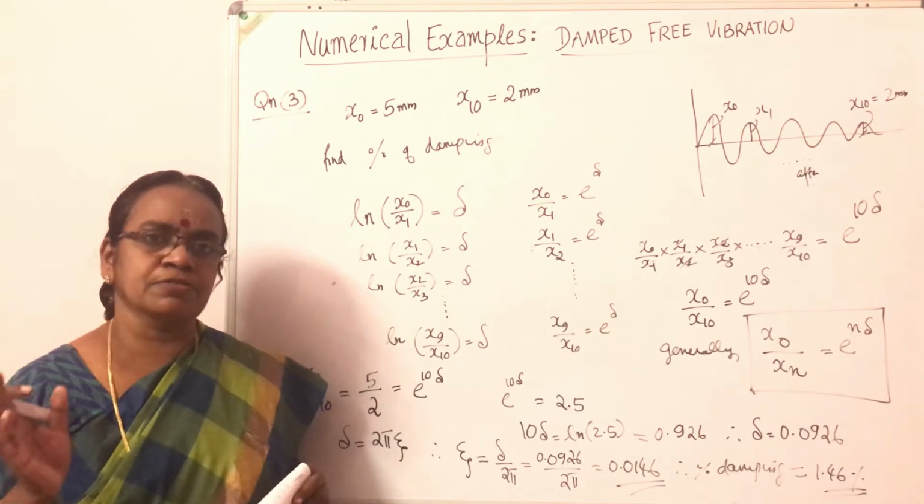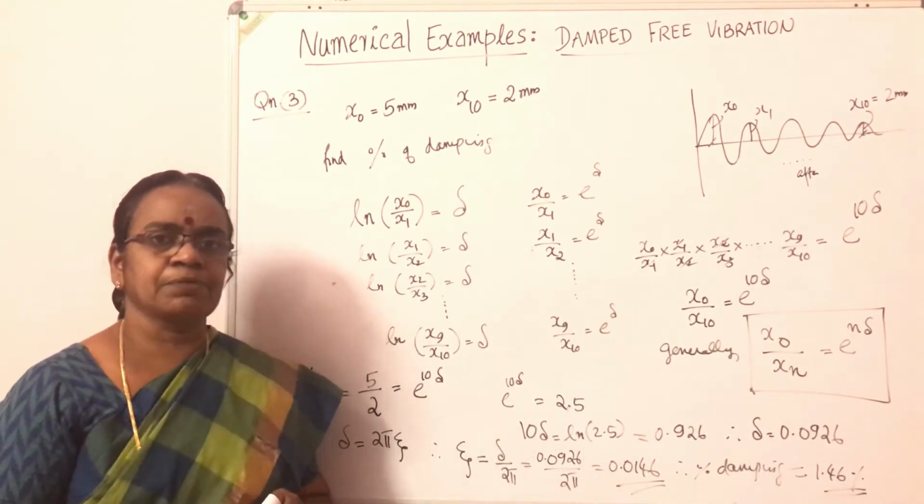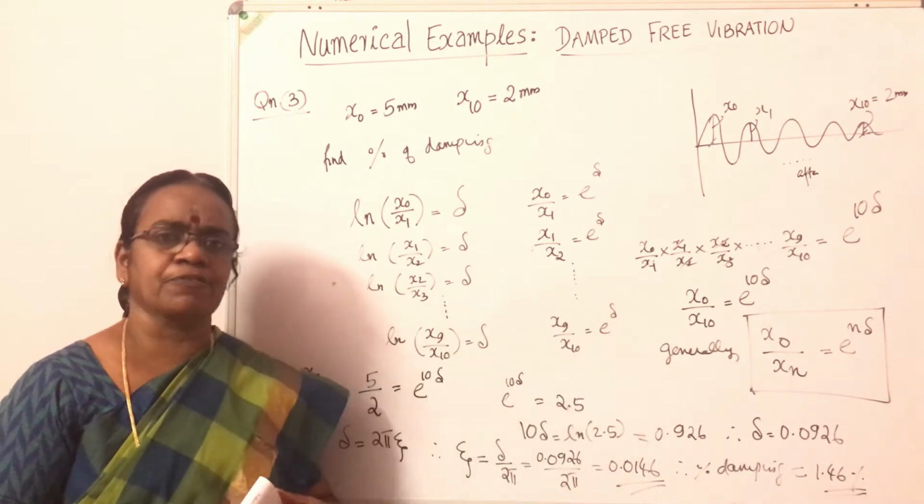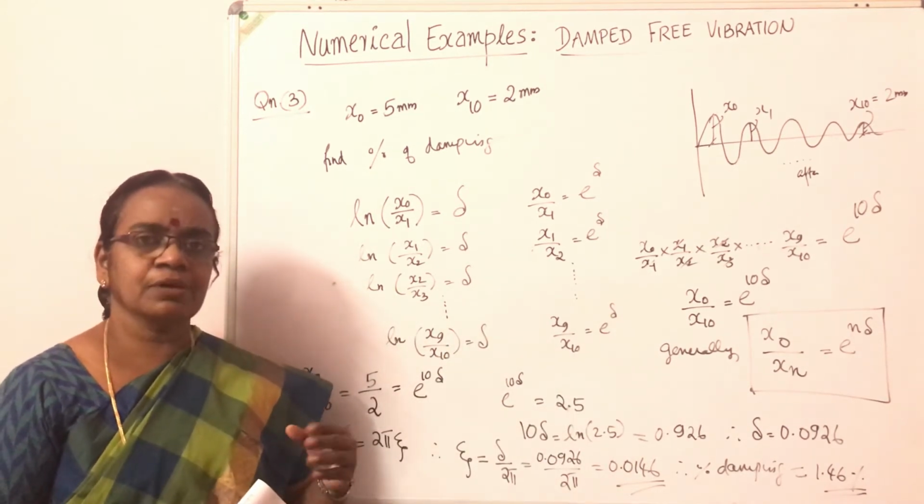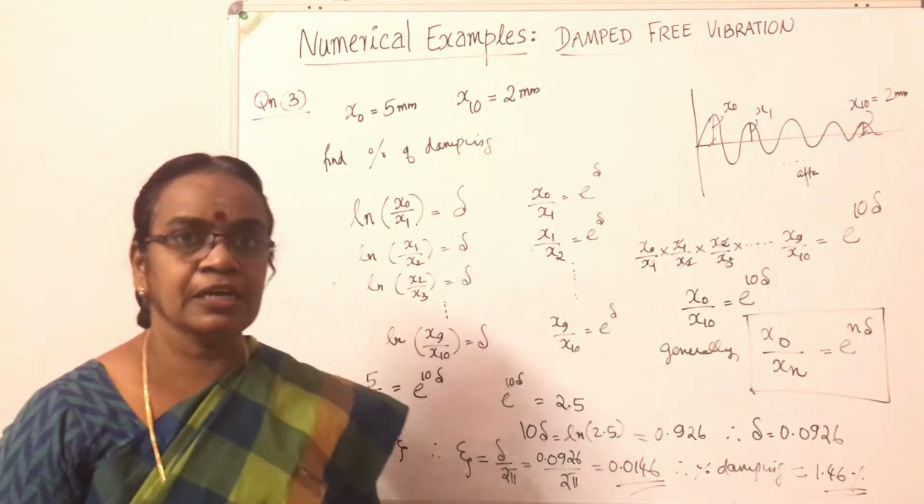Thus, we have illustrated that the logarithmic decrement is a means for measuring the damping present in the system. By giving the system a vibration, if you measure the two successive amplitudes or the amplitude after n number of cycles, we can calculate the damping present in the system. This is an illustrative example.